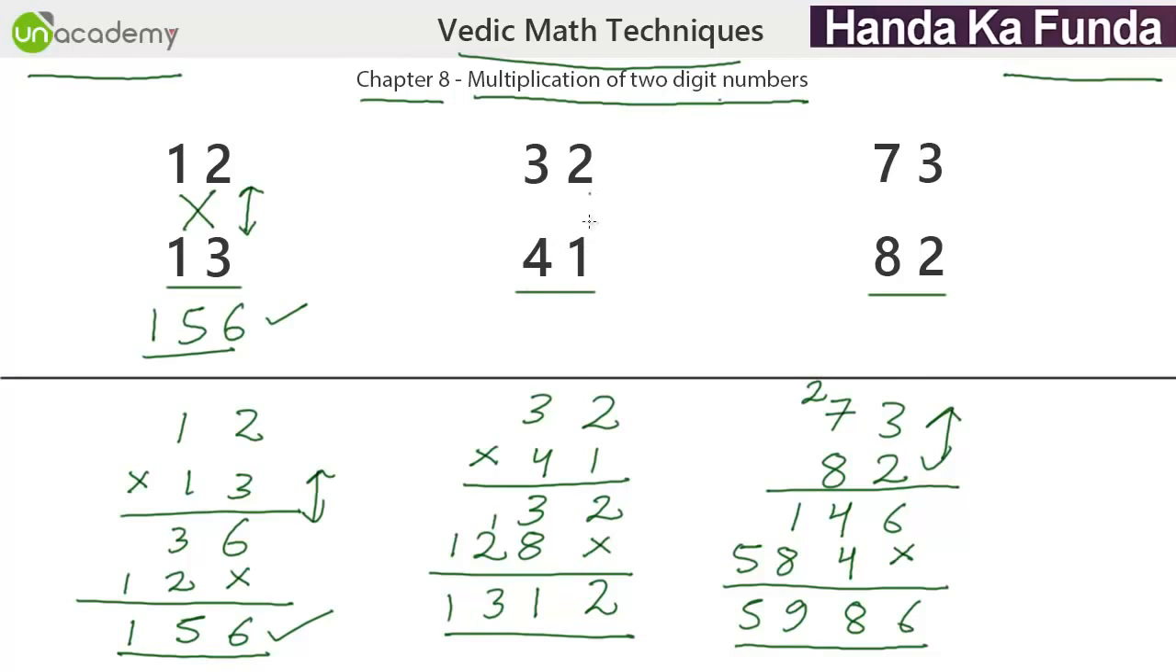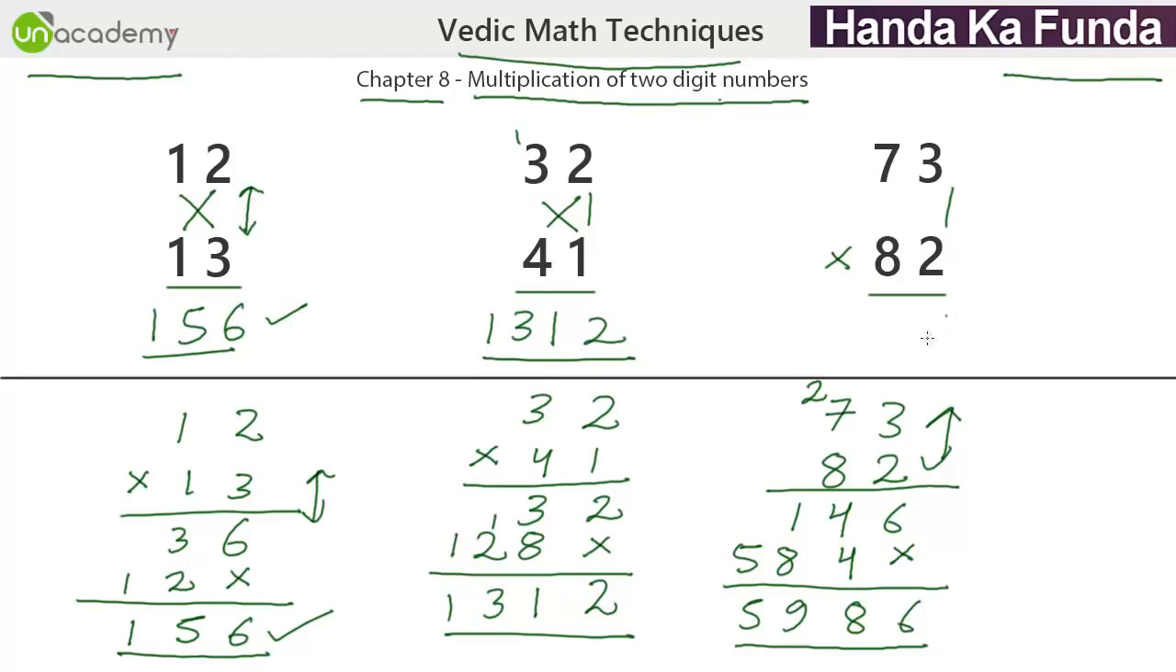Let's try the same thing here. 2 into 1 is 2. Do the cross. 3 into 1 is 3. 4 into 2 is 8. 8 plus 3 is 11. So 1 carry over 1. 4 into 3 is 12. 12 plus 1 is 13, so 1312. Again, a lot faster. Here is now in the third one is when you will realize the real difference.